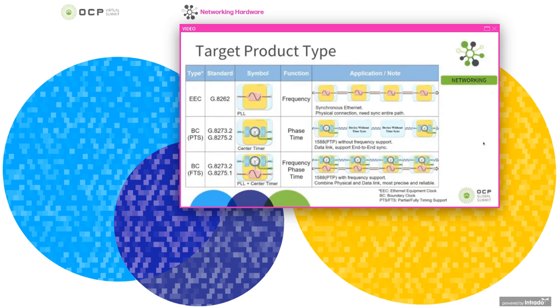The last one is the 40 time support boundary clock. We have a PLL inside and a time center inside, so we can achieve frequency, phase, and time synchronization. In the application, we have a physical link from the PLL, and we also have PTP packets to deal with frequency and phase. Sometimes the packets cannot achieve the target, so it can still hold over through the physical link, which is also very stable for the overall result.